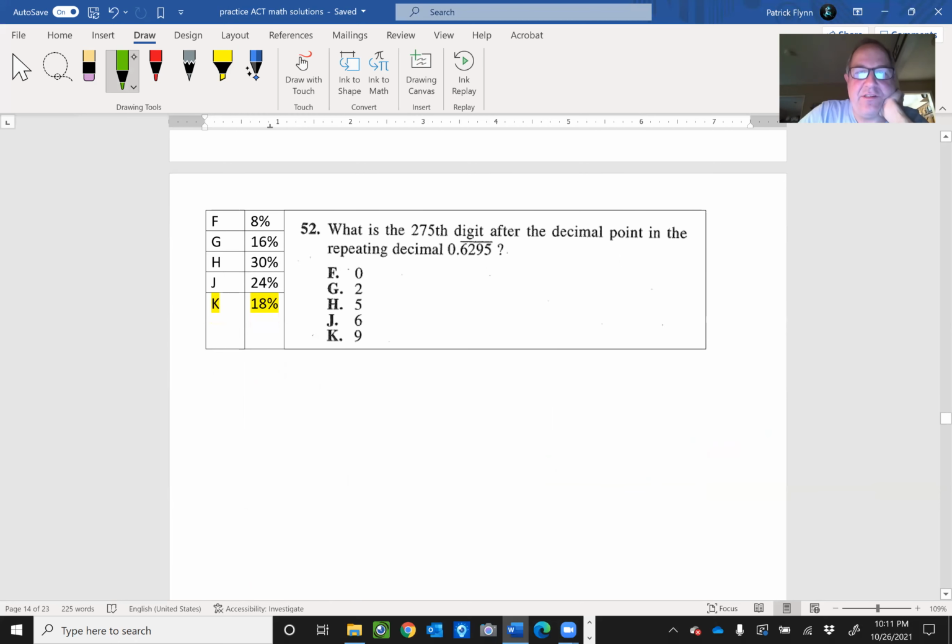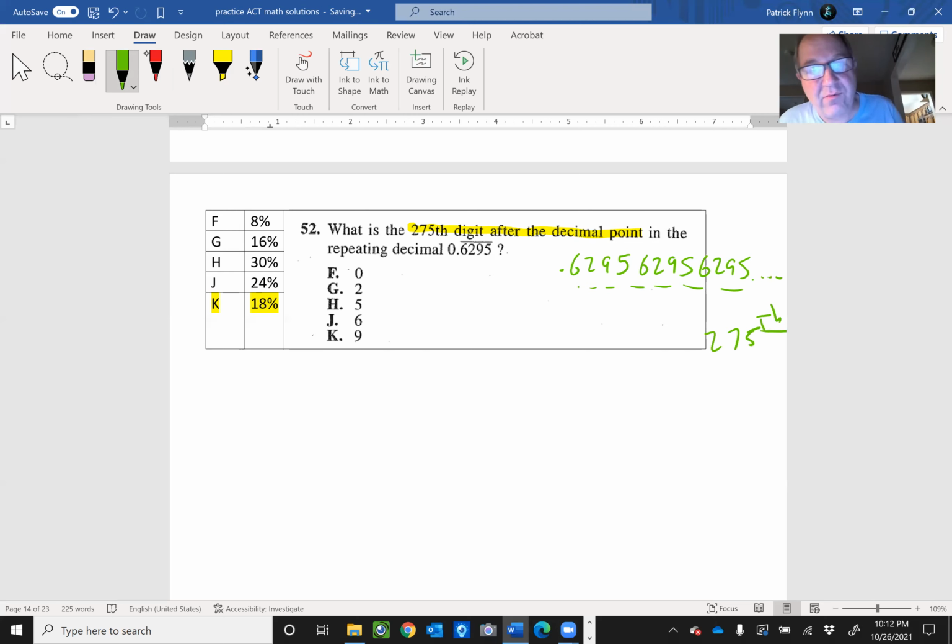It's going to appear on the ACT for sure. Okay. And it says, what is the 275th digit after the decimal point in this? So in other words, this goes 0.6295, 6295, 6295 forever, right? They want to know what is in the 275th decimal point.